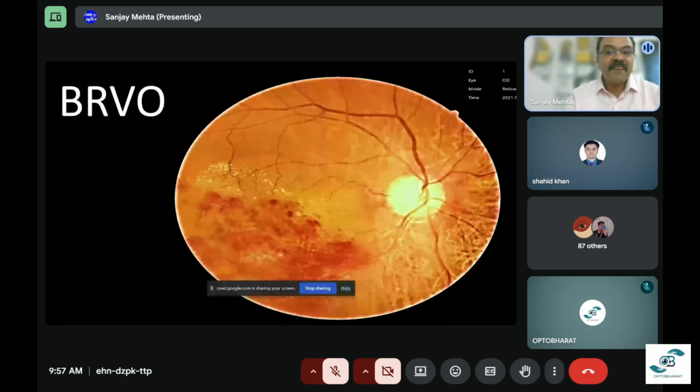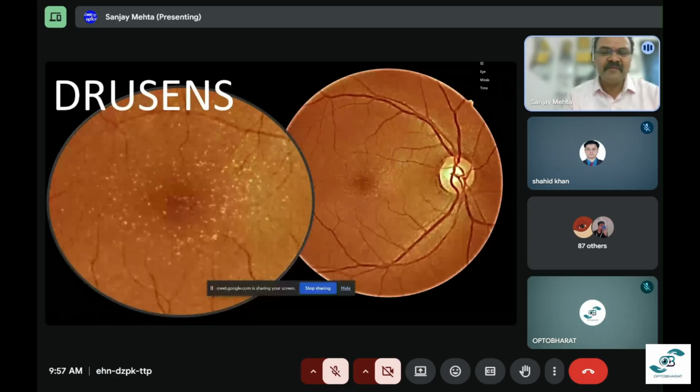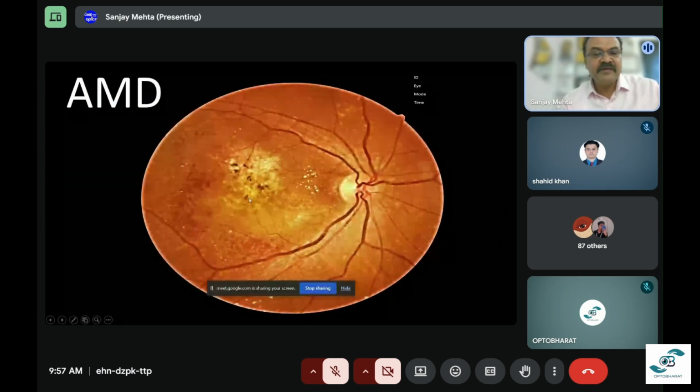Another common thing we see nowadays is drusen. Anyone around 40, 50, you will see this in small numbers. It's quite common. The significance of this one is that if the patient's nutrition is not maintained properly, it can turn out to be AMD later. This is a massive one here.